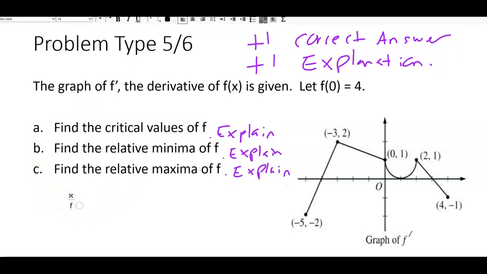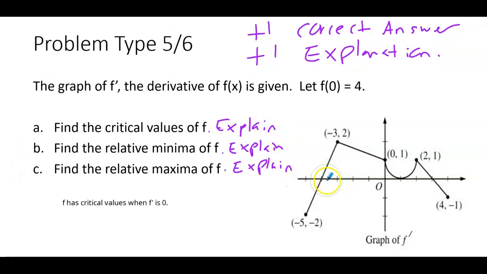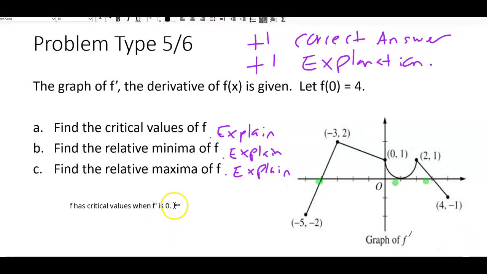Now, f has critical values when f prime is 0. There's a few places on this graph where f prime equals 0. F prime equals 0 here, here, and here. Anywhere it touches the x-axis, f prime is equal to 0.